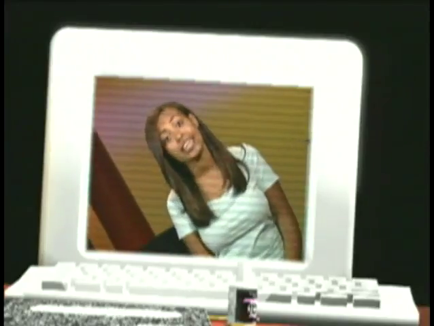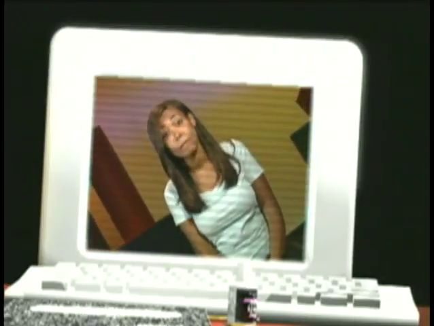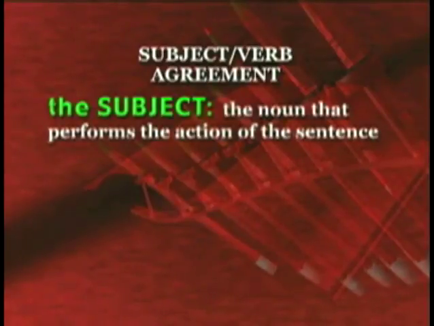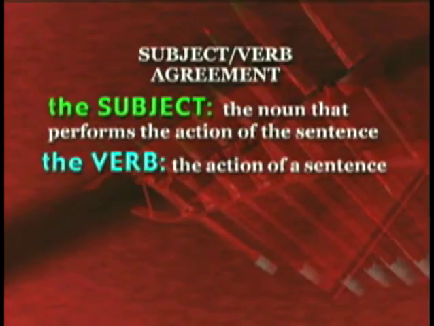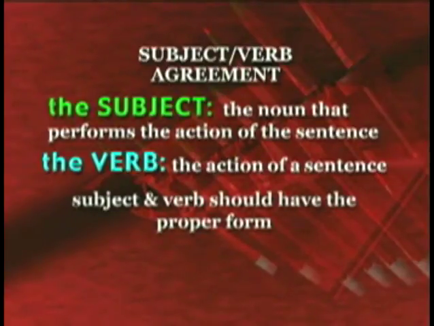Before we get into the meat and potatoes of this section, we need a little refresher course on how subjects and verbs are supposed to work together. Basically, they must agree. In a sentence, the subject is the noun that performs the action, whatever the action may be. And the verb, that's the action, the zing of the sentence. When these two come together, they should have the proper form. What's the proper form, you ask? Well, Sparky, it depends on what the subject of the sentence is.